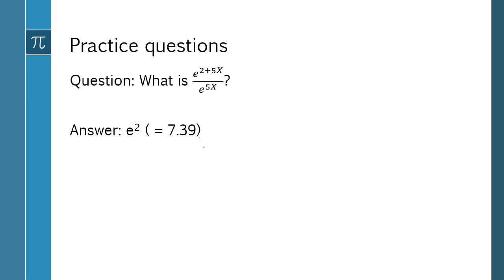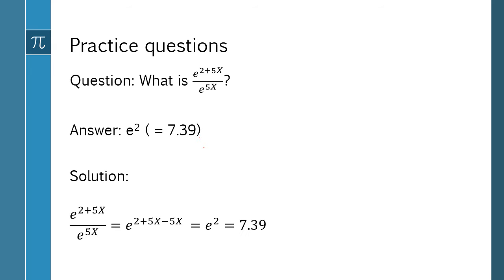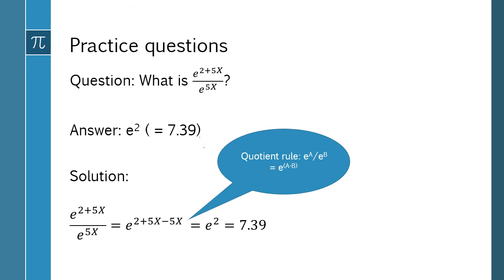Okay, so the answer here is e to the 2, and that's 7.39. Why? So the solution is as follows. E raised to the power 2 plus 5x divided by e raised to the power 5x is e raised to the power 2 plus 5x minus 5x, which is e raised to the power of 2, which is 7.39. Remember, in this case, the quotient rule applies, and that says e raised to the power a over e raised to the power b is e raised to the power a minus b.